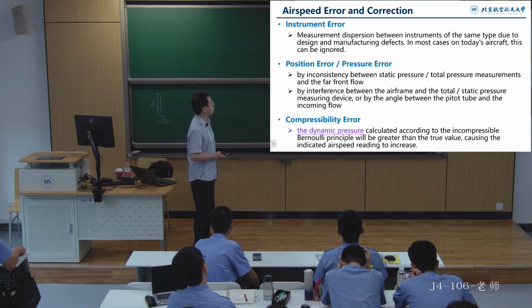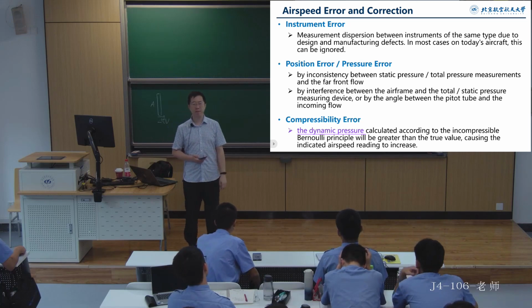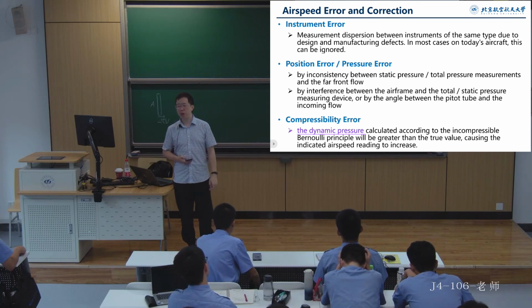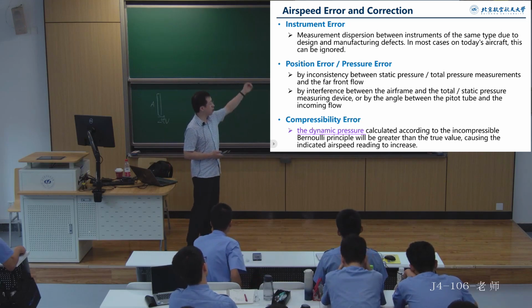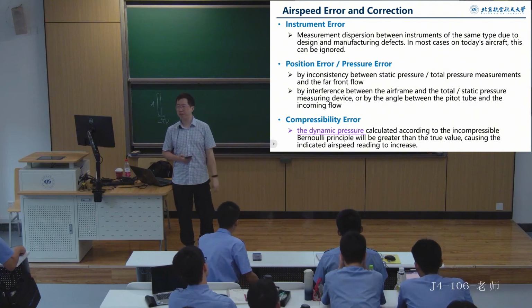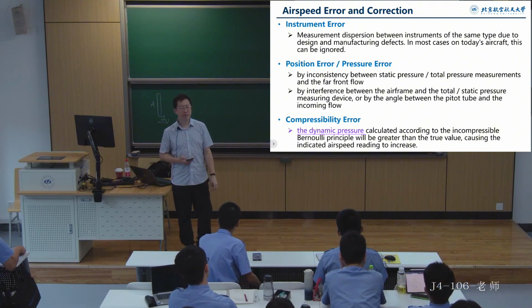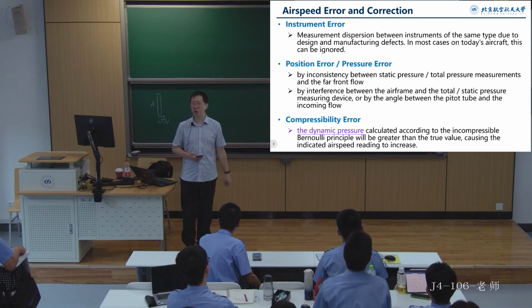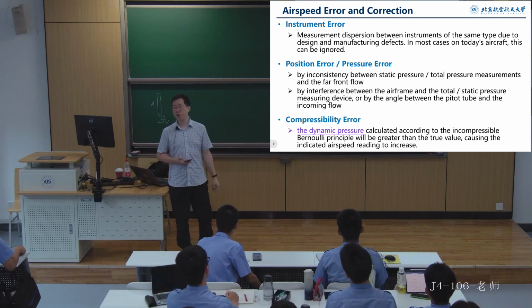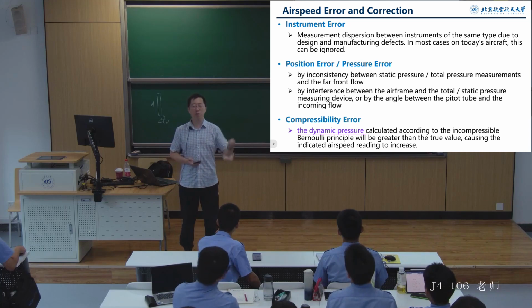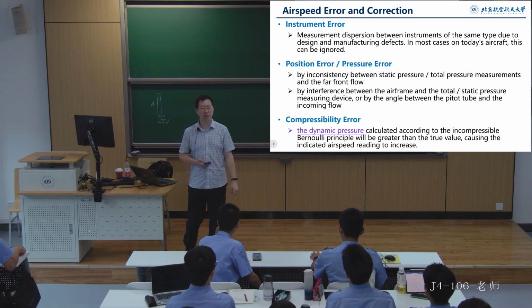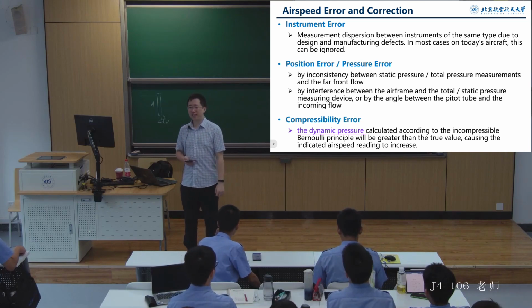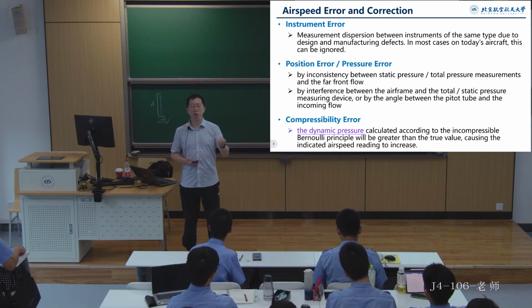Additionally, there is another situation that might cause the error we read, known as compressibility error. Earlier, we mentioned the principle we use to measure this. What is it? Throughout this lecture, what principle have we been discussing? Bernoulli's principle, right? Earlier, we emphasized that Bernoulli's principle has a condition for applicability. What kind of flow? An incompressible flow, right?